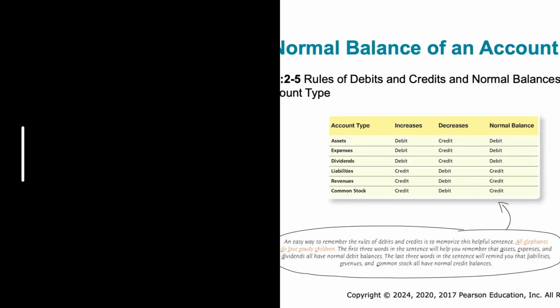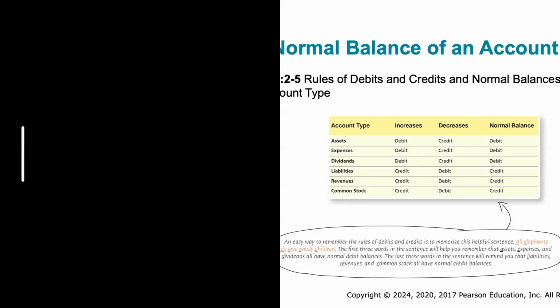Assets, right? Increases, decreases. So this would be a great slide to print off if you want something to look at in the future when you're doing exams or any kind of work. This is a great sheet to help you memorize this. If it's assets, how they increase, expenses, how they increase and decrease, and what their normal balance is.